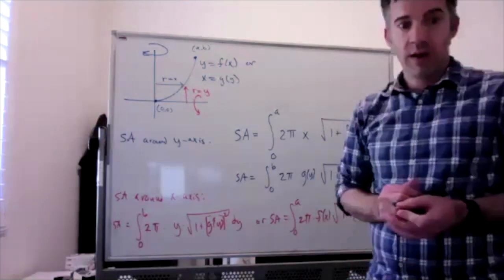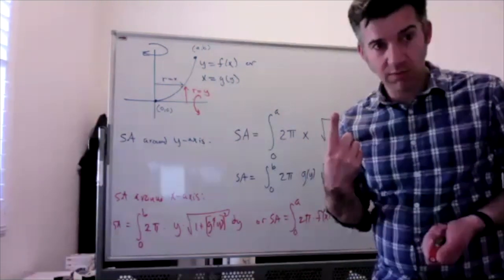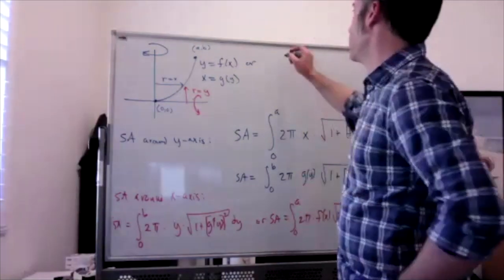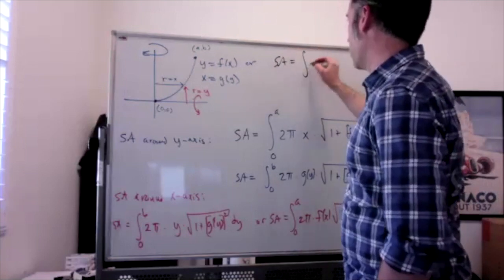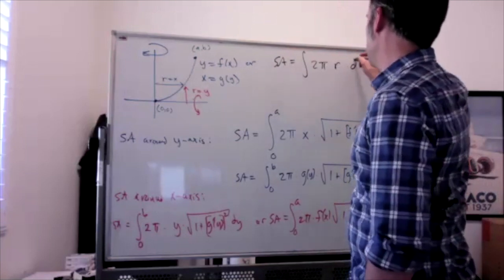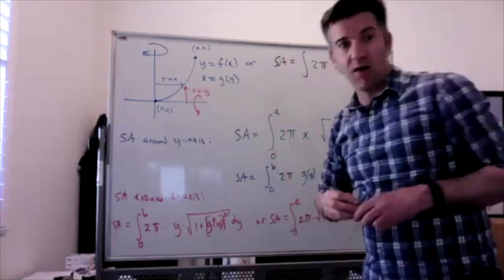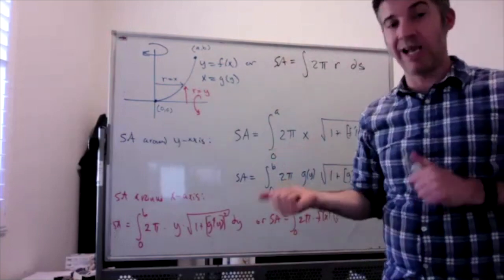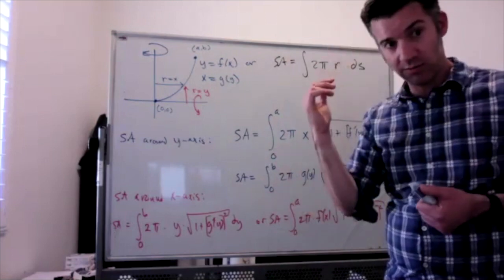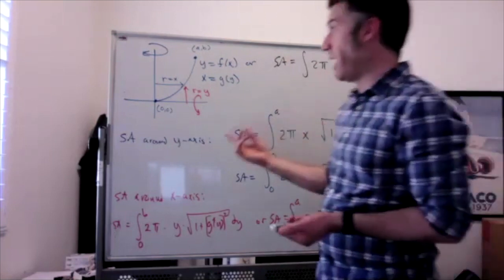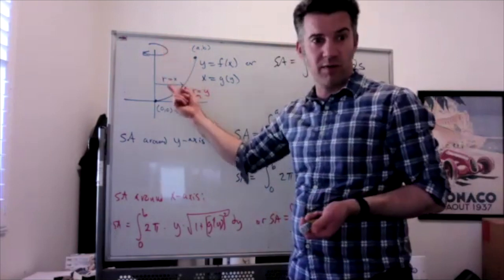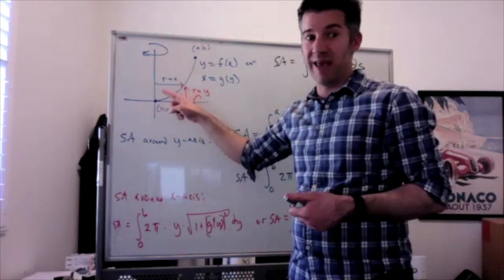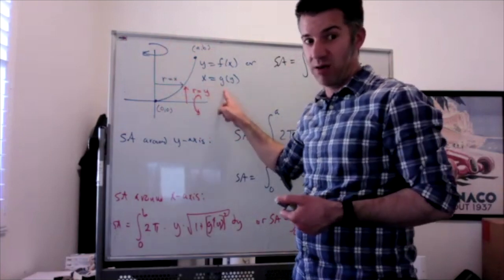So there's really one formula, right? The formula is you're going to integrate for surface area. It's the integral of 2 pi r ds, but the r depends both on what variable you're using and which axis you're rotating around. So if you're using x and you're rotating around the y-axis, great, your radius is x. If you're using y and you're rotating around the y-axis, great, your radius is x as a function of y.